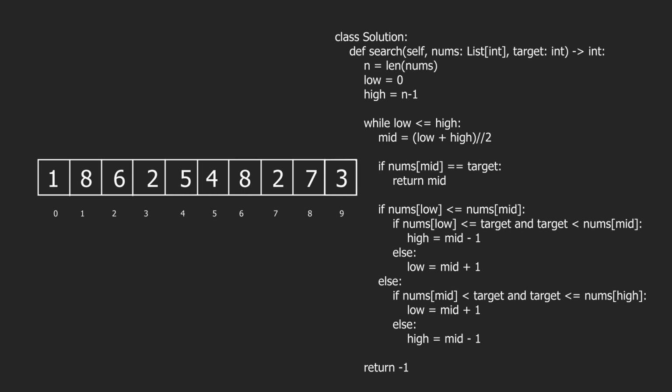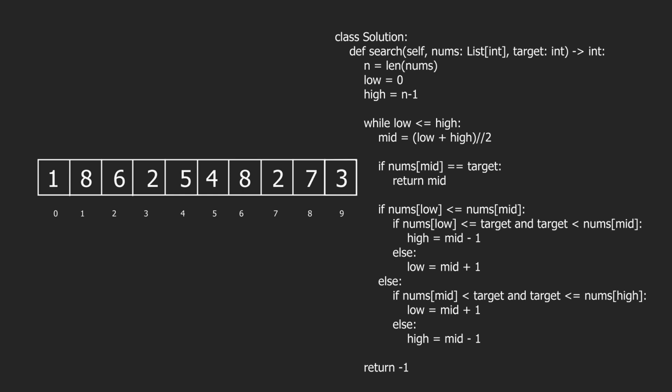The very first step would be to initialize three things: n, which will be the length of the array, and then two pointers, low and high. Low will be set to 0, which is the first element of the array, and high will be set to n-1, which is the last element of the array. Next, we will have a while loop that will continue until low is less than or equal to high, and we will also calculate the middle of the array to perform the binary search. We will calculate the middle by adding low and high and dividing by 2. If the value in the middle is equal to the target, we will return it.